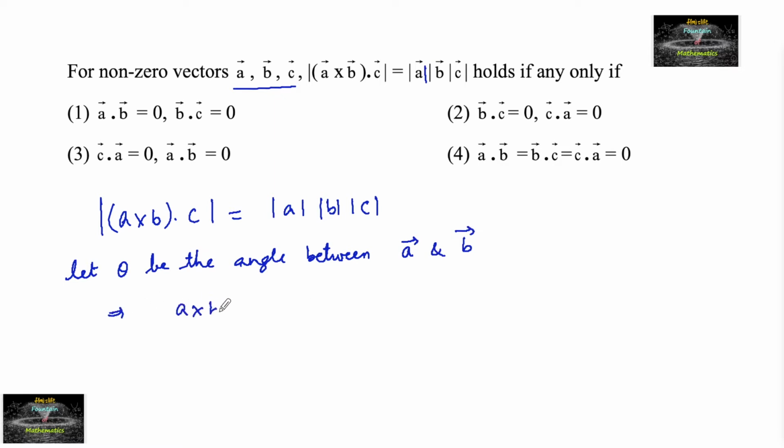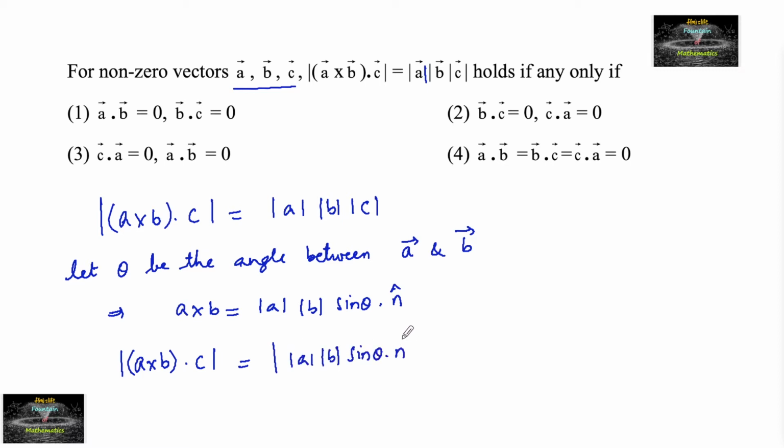so that a cross b is equal to |a||b| sine of the angle between them, that is sine theta, times n cap. So the modulus of a cross b dot c, we can write it as the modulus of |a||b| sine theta times n cap, dot product with vector c.